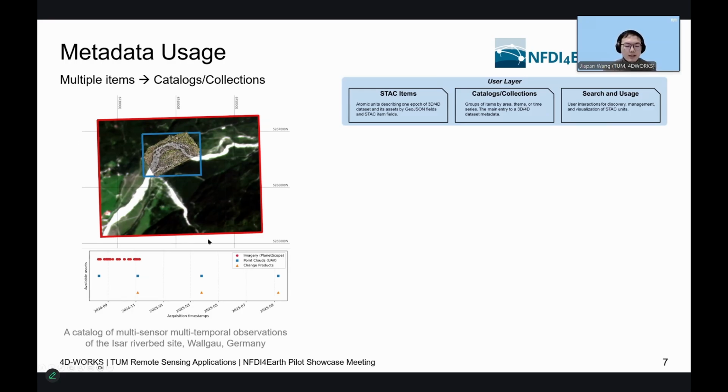And with these catalogs, users can use Python or any tools, just load the metadata and make such a plot and explore where the data is and when the data was acquired. Further processing or additional metadata can also be easily retrieved from the GeoJSON files.